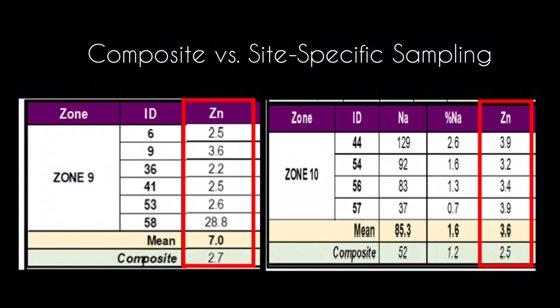It could likely mean that we missed an old yard site within this zone, but that also has impacts on our fertility recommendations. In zone 10, we see the composite came back close to a full parts per million below any of the points within the zone, making zinc status look far more critical than it actually is.